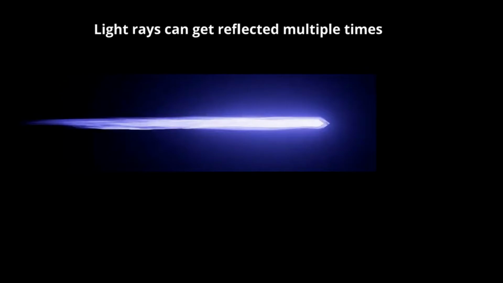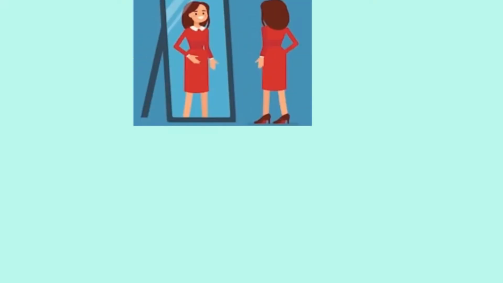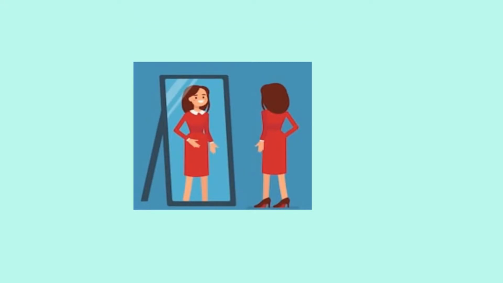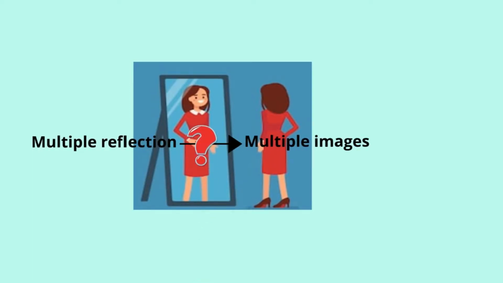Now we know that light rays can get reflected multiple times. For instance, when we stand in front of a mirror, we see our reflection in it. This is because light rays get reflected multiple times. Multiple reflections result in multiple images. But have you seen multiple images of the same object? Probably you have seen it.